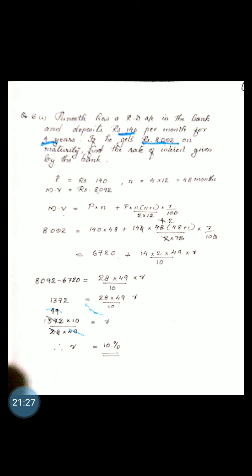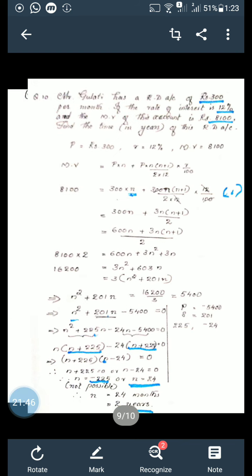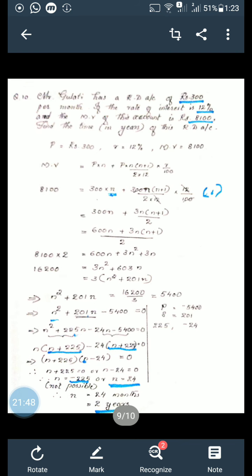Mr. Gulati has a recurring deposit account of rupees 300 per month. If the rate of interest is 12%, and the maturity value of this account is 8,100, find the time of this recurring deposit account. That is the question. Now write the given things. What is given? P is rupees 300. Rate is given, 12%. Maturity value 8,100. So we know the formula.